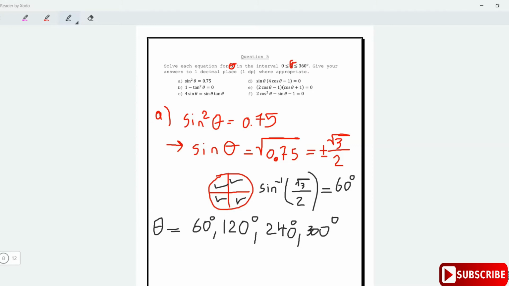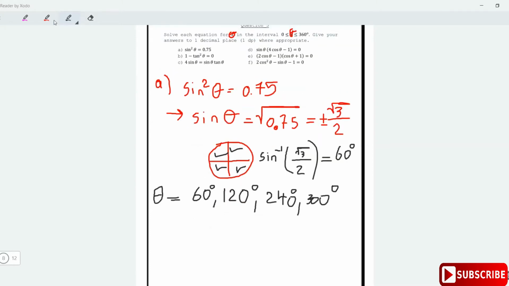Part B says to solve 1 minus tan squared theta equals 0. Let's do part B right here. We still have enough space. So you're solving 1 minus tan squared theta equal to 0. Then you can make tan squared the subject. Bringing it over, you get tan squared theta is equal to 1. And if you get tan squared theta is equal to 1, you can square root both sides to get that the tan of theta is equal to, when you square root 1, you get plus or minus 1.